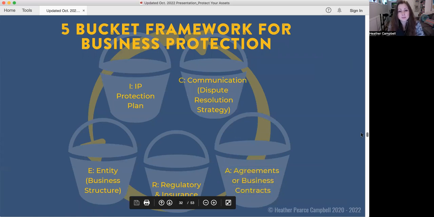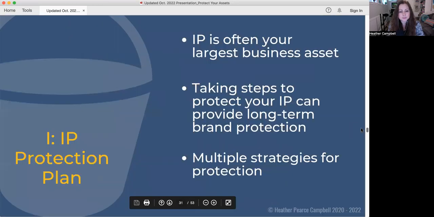So the final bucket is your IP protection plan. And first of all, let's talk about what is IP, right? If you are an entrepreneur, small business owner of the type that I support, what percentage of your business value do you think is made up by your IP? I usually get responses ranging from 20 or 30% up to 90 or 100%. And the reality is, it comes in around 85 or 90% in most cases. IP is not a small thing.